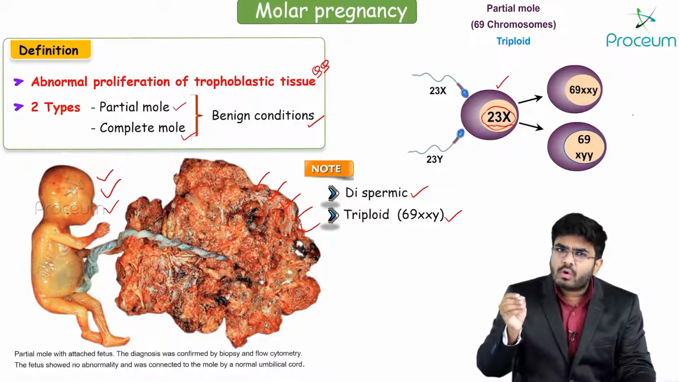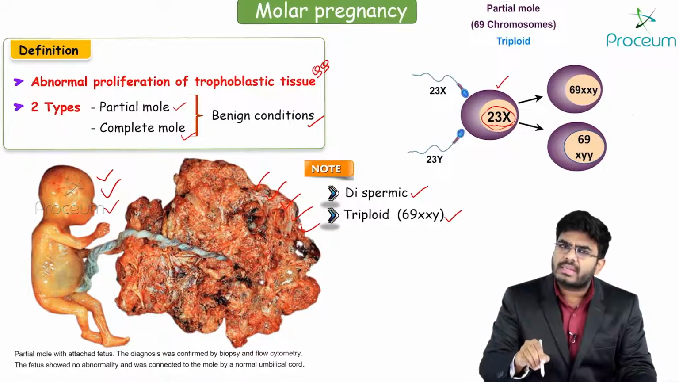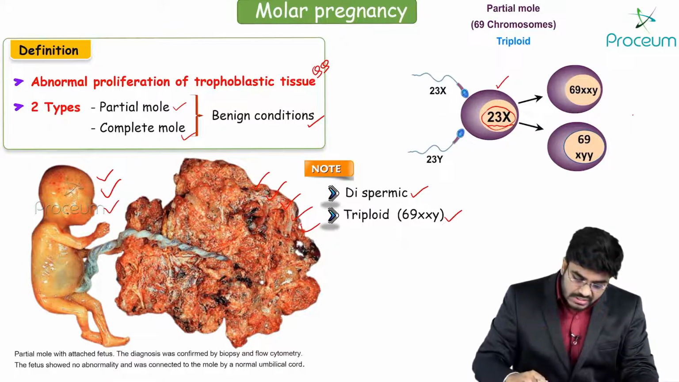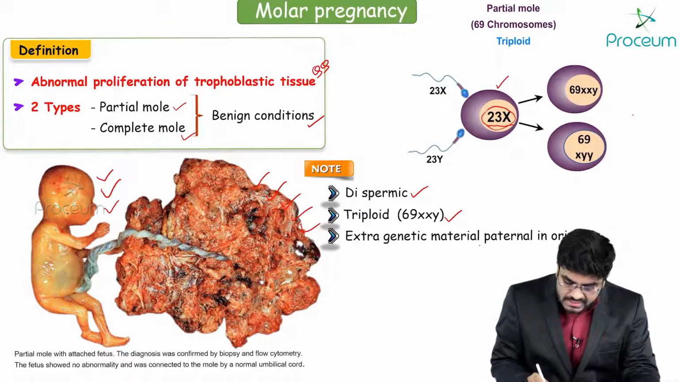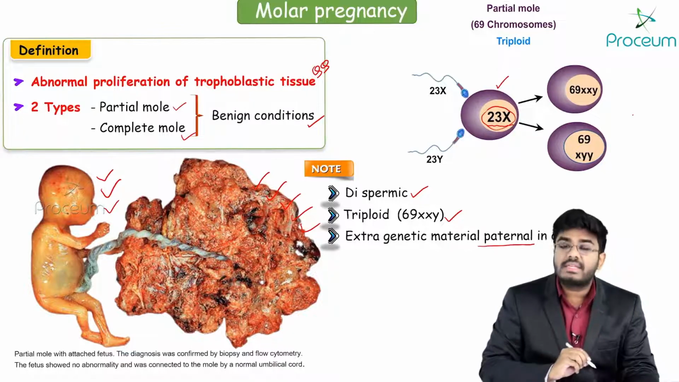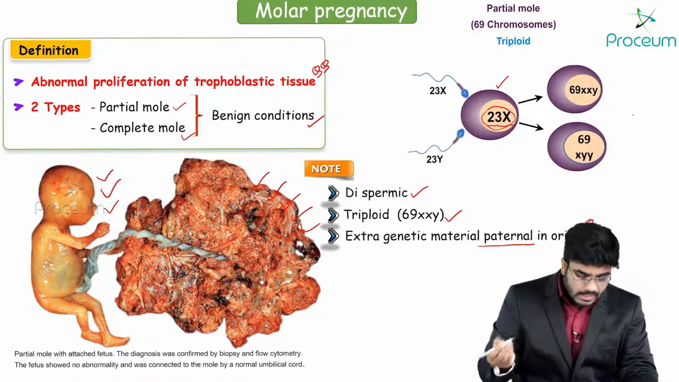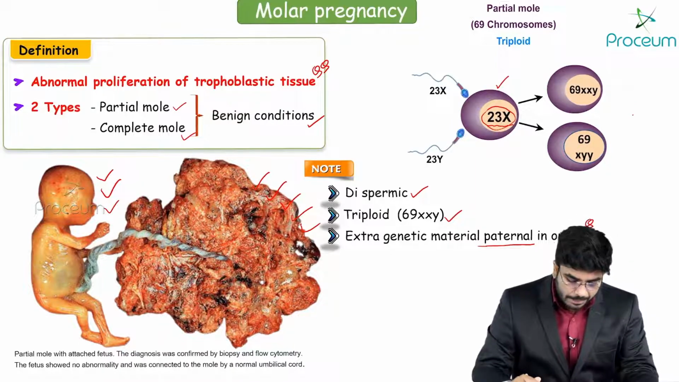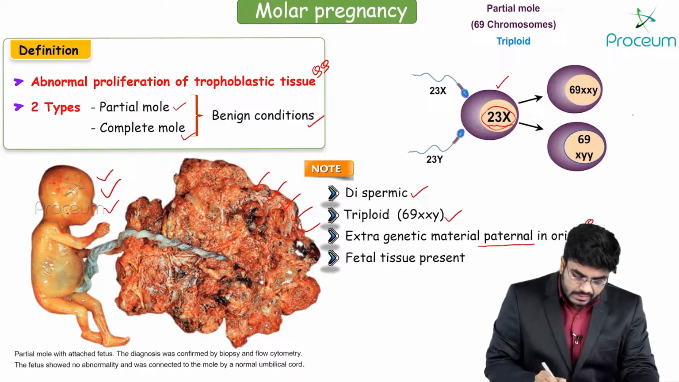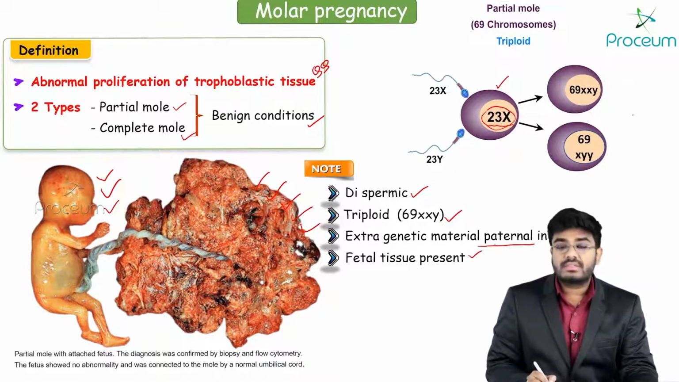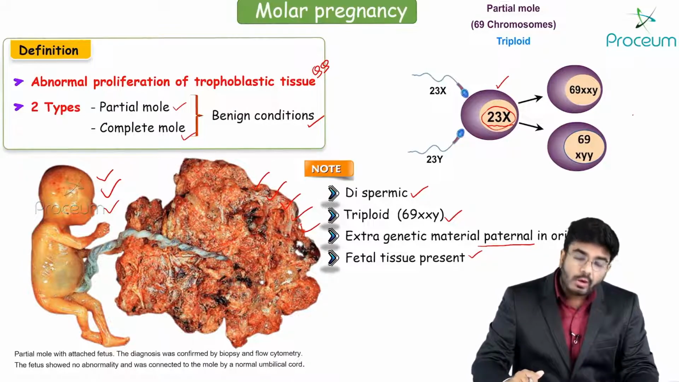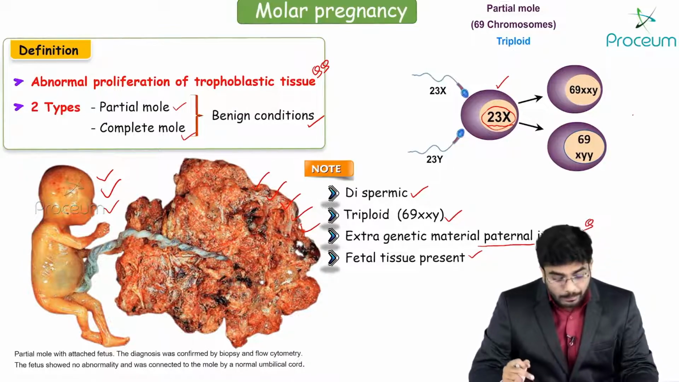And that extra chromosomal material, where is it coming from? Is it coming from the mother or the father? It's coming from the father. So the extra genetic material is paternal in origin, MCQ. Why? Because two sperms are fertilizing the single ovum, and at the end fetal tissues are usually present with the partial mole, MCQ. Okay, now having said that, let's discuss complete mole.